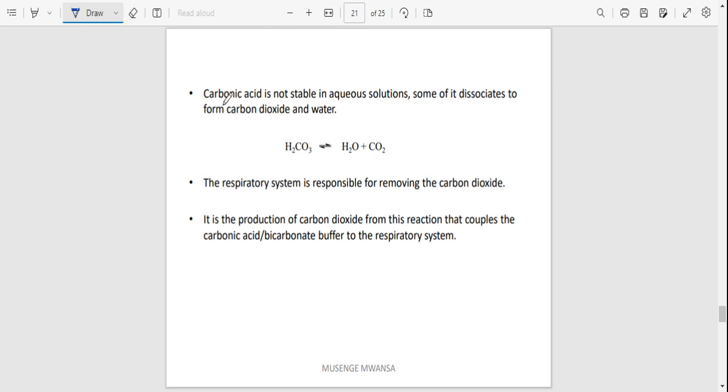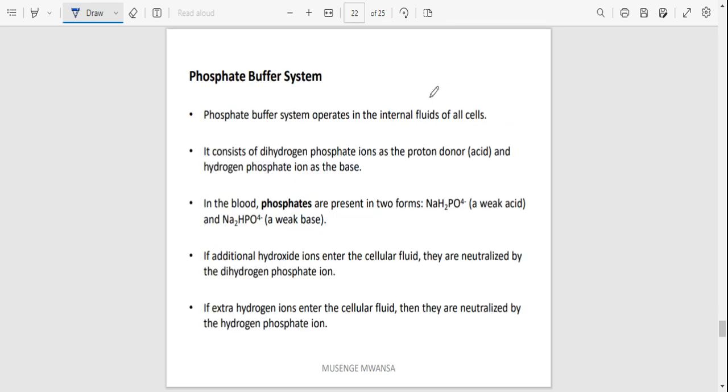This carbonic acid bicarbonate buffer is also going to dissociate, the acid is able to dissociate to form carbon dioxide and water. Because of this, we need to expel this carbon dioxide from the body. That is why this buffer system, the carbonic acid bicarbonate buffer, is related to the respiratory system, because you have to remove it via breathing. Okay. So in case they asked us to mention which buffer system is related to the respiratory system, that is the carbonic acid bicarbonate buffer.